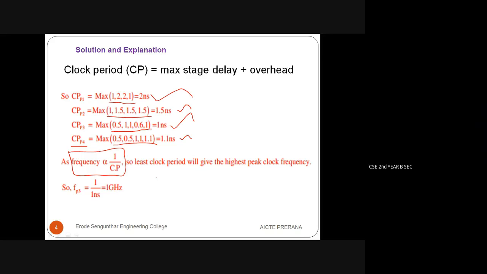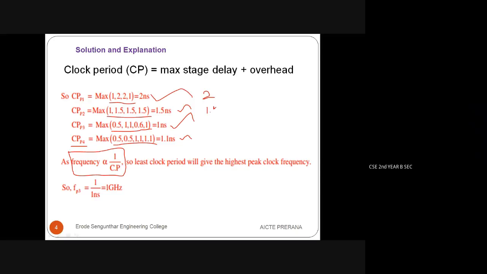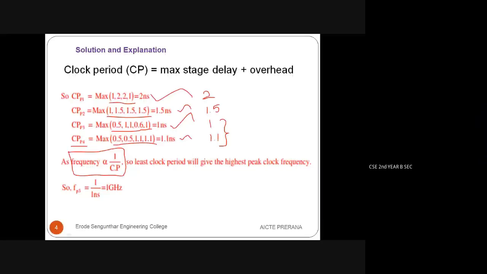So based upon this concept, we can find out the frequency as f of P3 is equal to 1 by 1 nanosecond. Out of this we have the first one 2, the second one 1.5, the third one 1 nanosecond, and the fourth one 1.1 nanosecond. So out of this 1.1 and 1, that is 1.0.